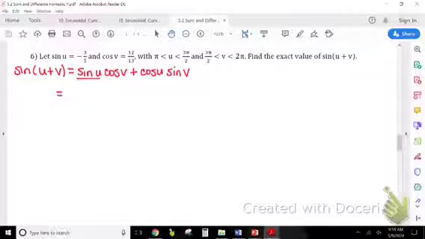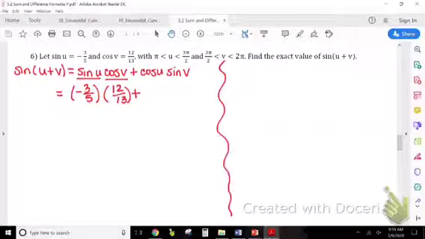What do we know about sine of u? Times, what do we know about cosine of v? Plus, but I don't know anything about the rest of them yet, do I? So I'm going to come over here, and we're going to do a little work to find them.